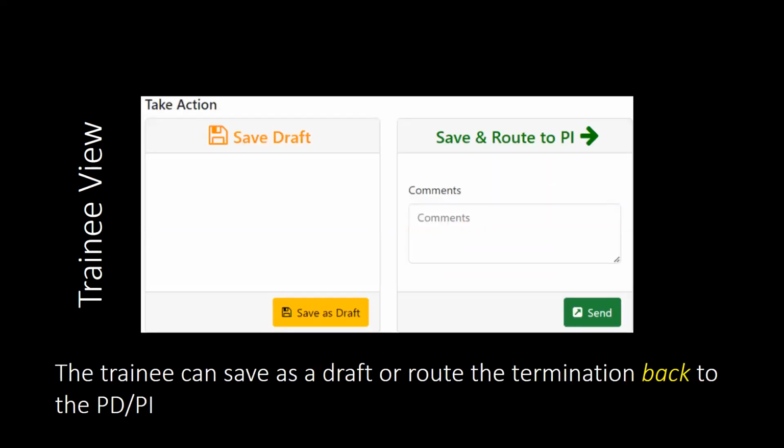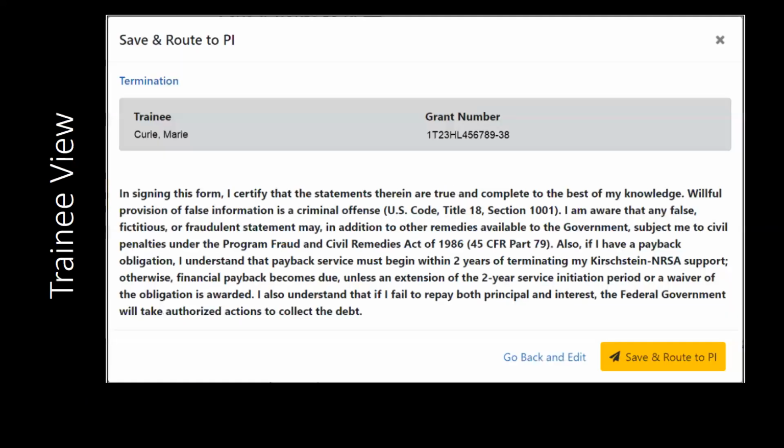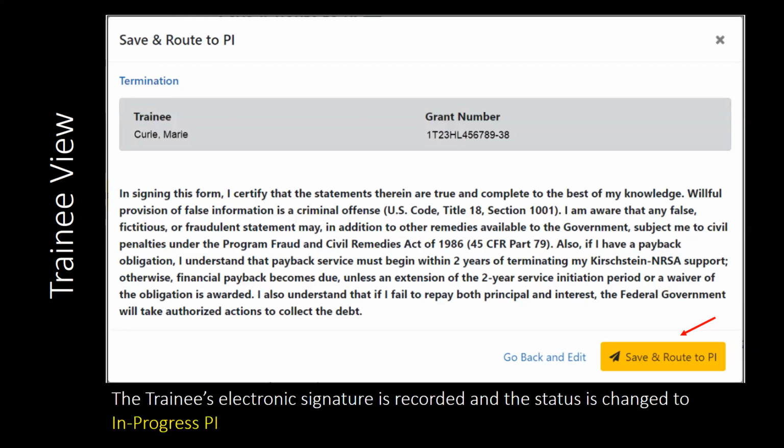Again, they can save as a draft and come back and finalize it, or they can go ahead and send it and route it back to the PI. And that's what they will do here. There's kind of a big warning statement, but it's basically just saying, is everything true? And if you have a payback agreement, if you're a postdoc, what are those consequences? So basically, this is their electronic signature. These are all electronic forms, right? This is their electronic signature.